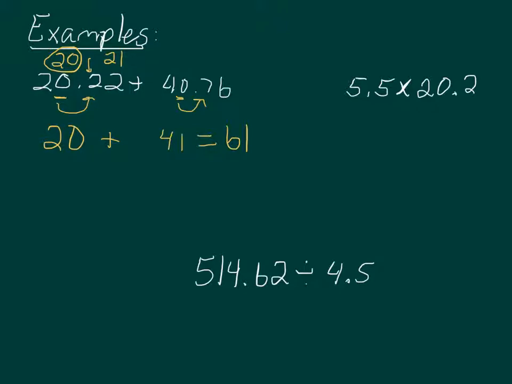Let's round it to the nearest whole number again. So I'm going to look to the digit to the right of the ones place. It's a 5, so that means I round up to 6. Now I'm rounding 20.2 to the nearest whole number, and that's going to be 20 because the number to the right is less than 5. So it's 6 times 20, which equals 120.